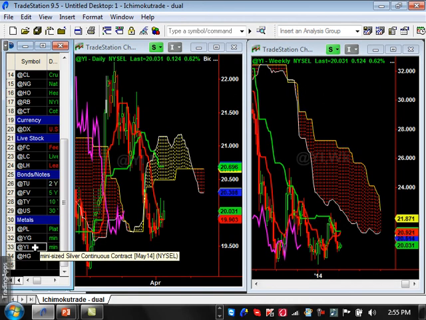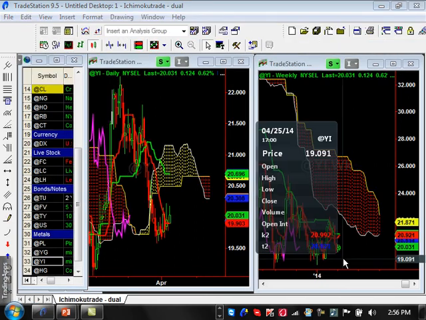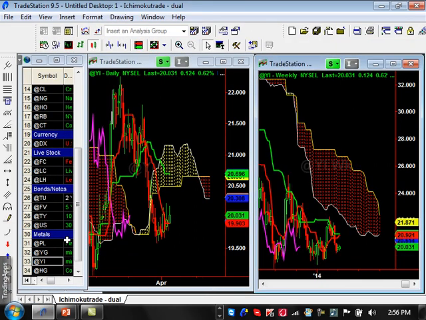Silver is more bearish than gold right now. Resistance level is going to be 20.92. Support level on this guy is going to be roughly around 19.10.